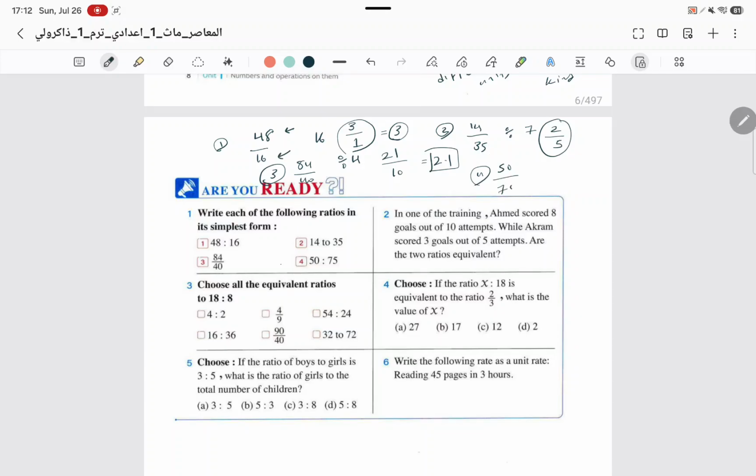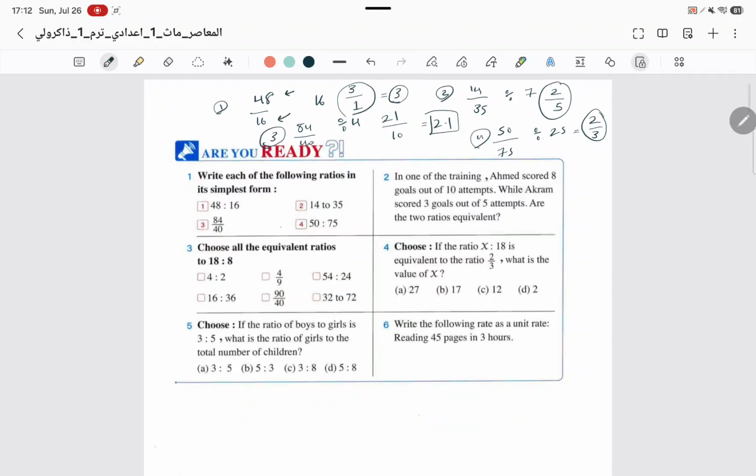Okay, and the last one here we have is 50 over 75. We can divide the top and the bottom by 25, which gives us 2 over 3, because 50 over 25 is 2, and 75 over 25 is 3, so 2 over 3.